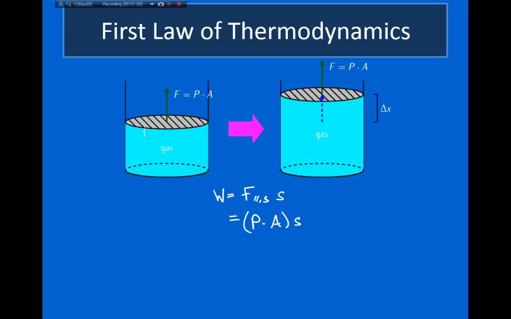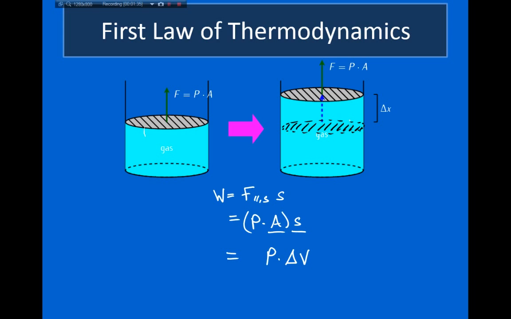To understand how, let me go over here and just draw a little dotted line that represents the initial position of the piston. So this A here is the area of this piston, and S is the distance that the piston moves upwards. So this product, A times S, is actually equal to the change in the volume of the gas, right? If I take the area of this base and I multiply it by the distance that it moves upwards, that's equal to the change in the volume of the gas. So I could rewrite this as being equal to pressure times the change in the volume of the gas.